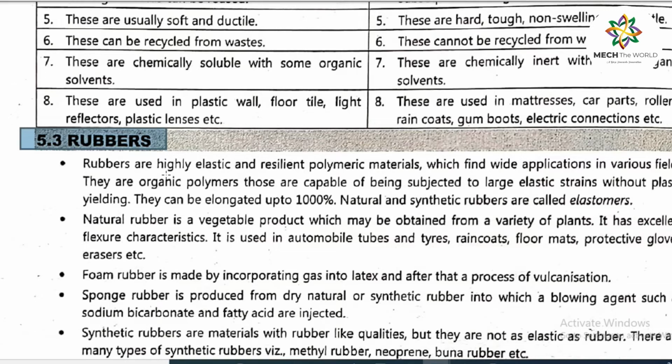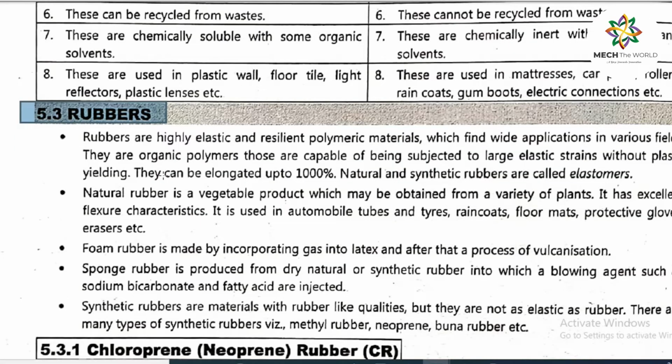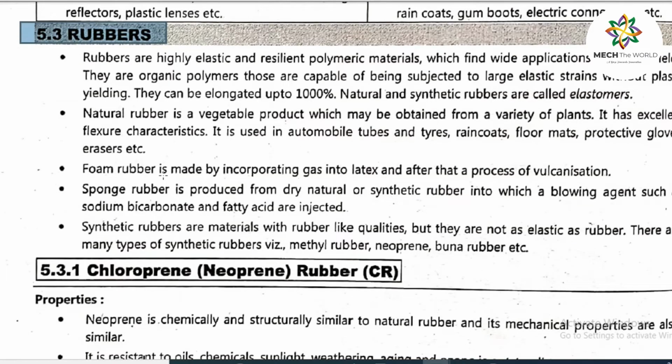Foam rubber is made by incorporating gas into latex, followed by a process of vulcanization. Sponge rubber is produced from dry natural or synthetic rubber into which a blowing agent such as sodium bicarbonate and fatty acid are injected. Synthetic rubbers are materials with rubber-like qualities but they are not as elastic as rubbers. There are many types of synthetic rubbers, namely methyl rubber, neoprene, Buna rubber, etc.